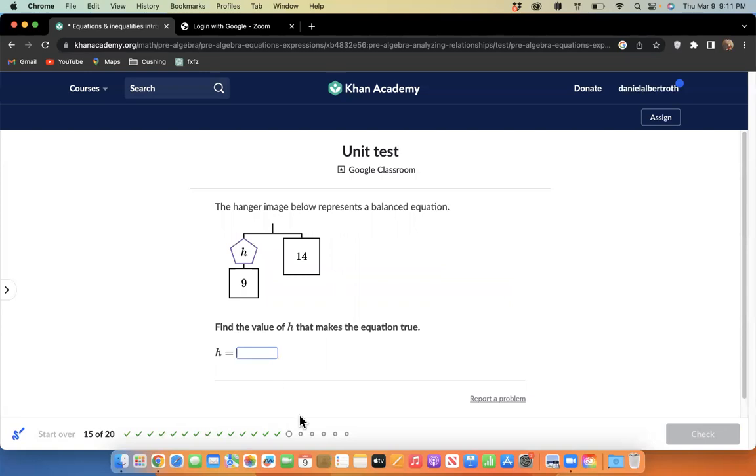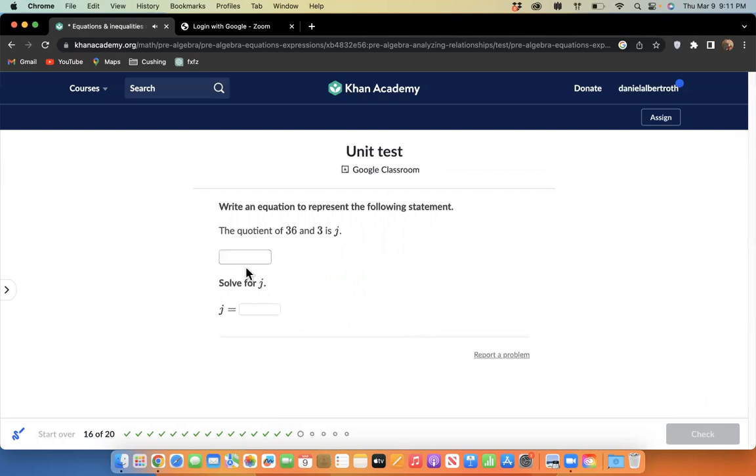All right. Oh, this one's nice. So h plus 9 equals 14. So that means h has to be 5 because 9 plus 5 gets you to 14. The quotient of 36 and 3 is j. So 36 divided by 3, that's the quotient of 36 and 3, and that is what j is. So 36 divided by 3 equals j equals 12.